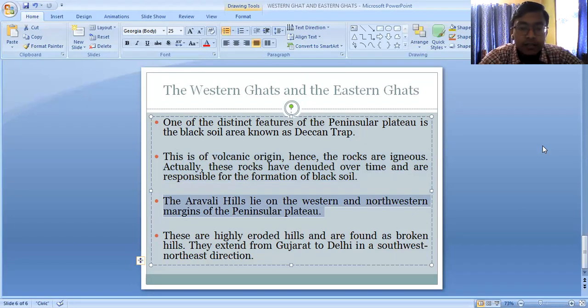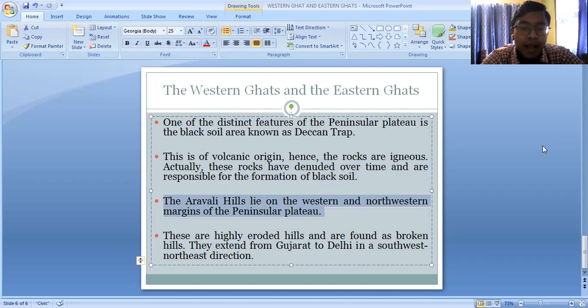The Aravalli Hills lie on the western and the northwestern margins of the peninsular plateau. And basically the Aravalli Hills are the western and northwestern part of the peninsular plateau actually. Okay, it is the last part of the peninsular plateau in the western and the northwestern part of our country. Okay, and these Aravalli Hills can be found in some parts of Rajasthan, Gujarat, and they extend till Delhi actually.